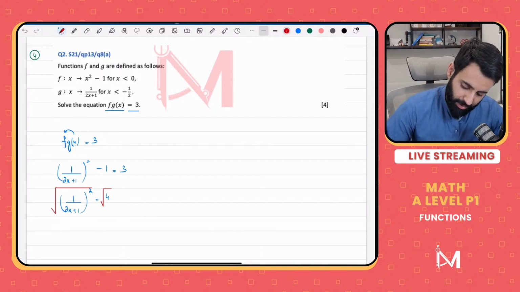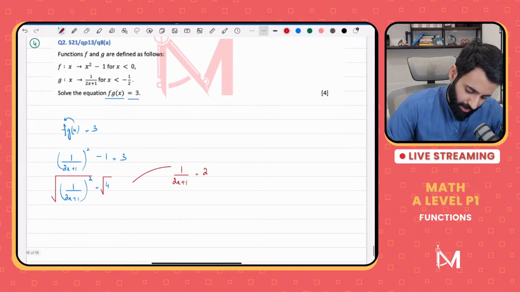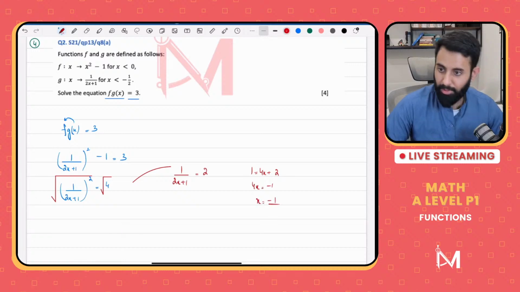So if you take the square root on both sides, here's what happens. One equation will be 1 upon 2x plus 1, which is equal to 2, and you can solve this. Let's solve this, in fact. So we will have 1 is equals to 4x plus 2, which means 4x is equals to minus 1, which means x is equals to minus 1 upon 4. Okay, so there you go.